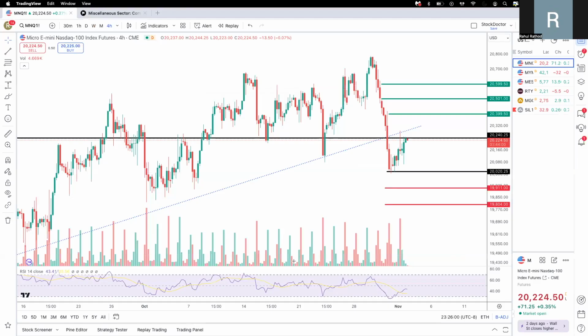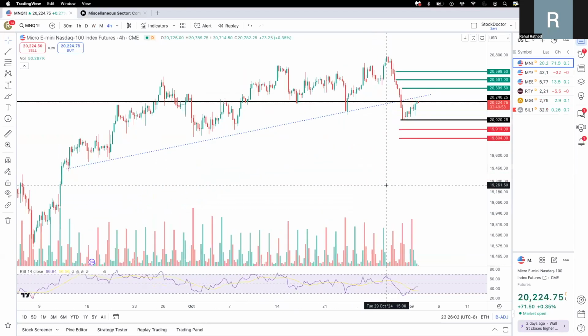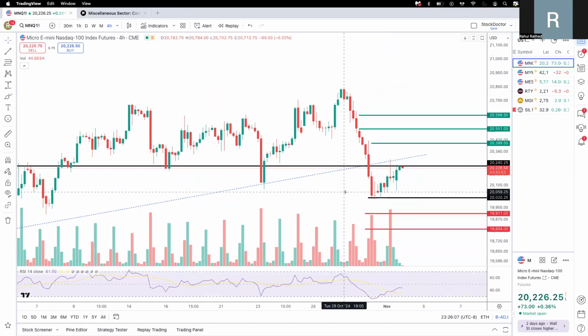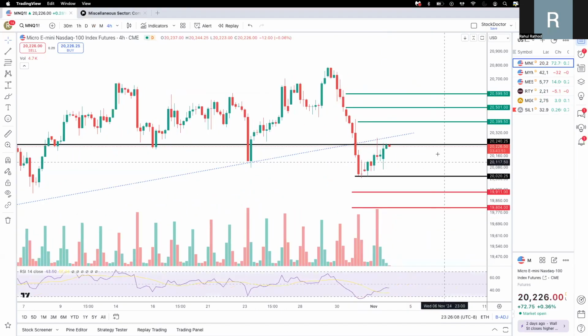Let's go ahead and see the charts. The first chart is Nasdaq 100. You can see Nasdaq 100 has a big range now. 20,250 is acting as a resistance, and 20,020, almost 220 points, is the channel it has formed.